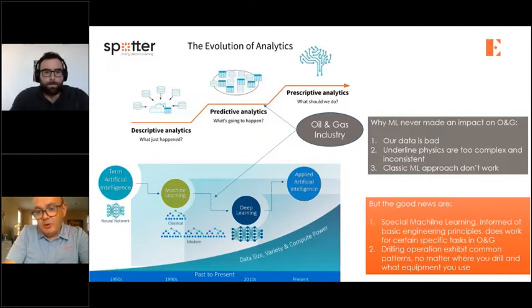And also the good news is that drilling operations happening in different places by different companies actually have a lot of things in common and display very common patterns. So no matter where you drill and what equipment you use, there are some elements of drilling behavior that are the same and repeatable, and can actually be analyzed by machine learning.